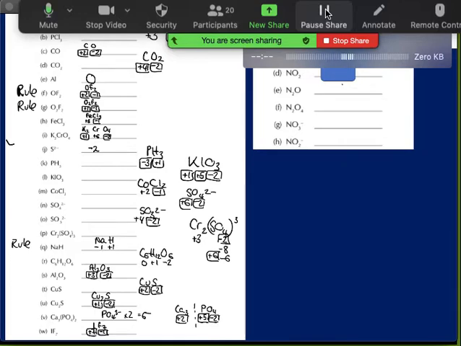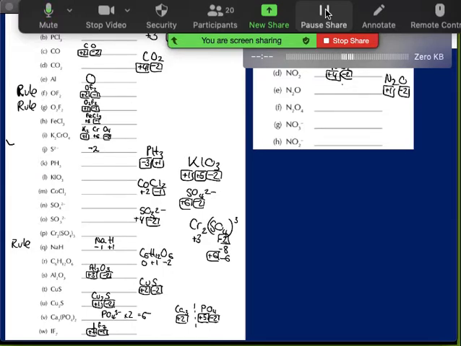In 14.2, N2 is an element, it's 0. In NH3, your hydrogen is +1. There are 3 of them, means the nitrogen here is -3. In the NO, oxygen -2 makes the nitrogen +2. In NO2, oxygen is -2, you have 2 of them, -4, makes nitrogen +4.